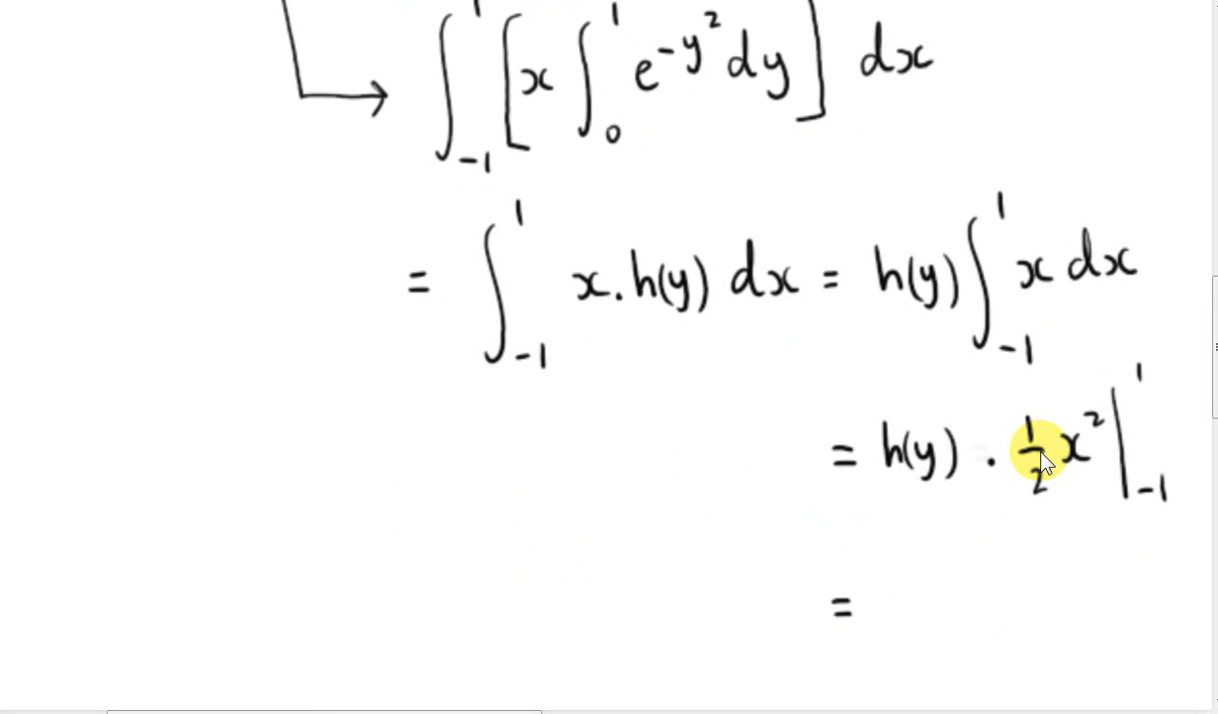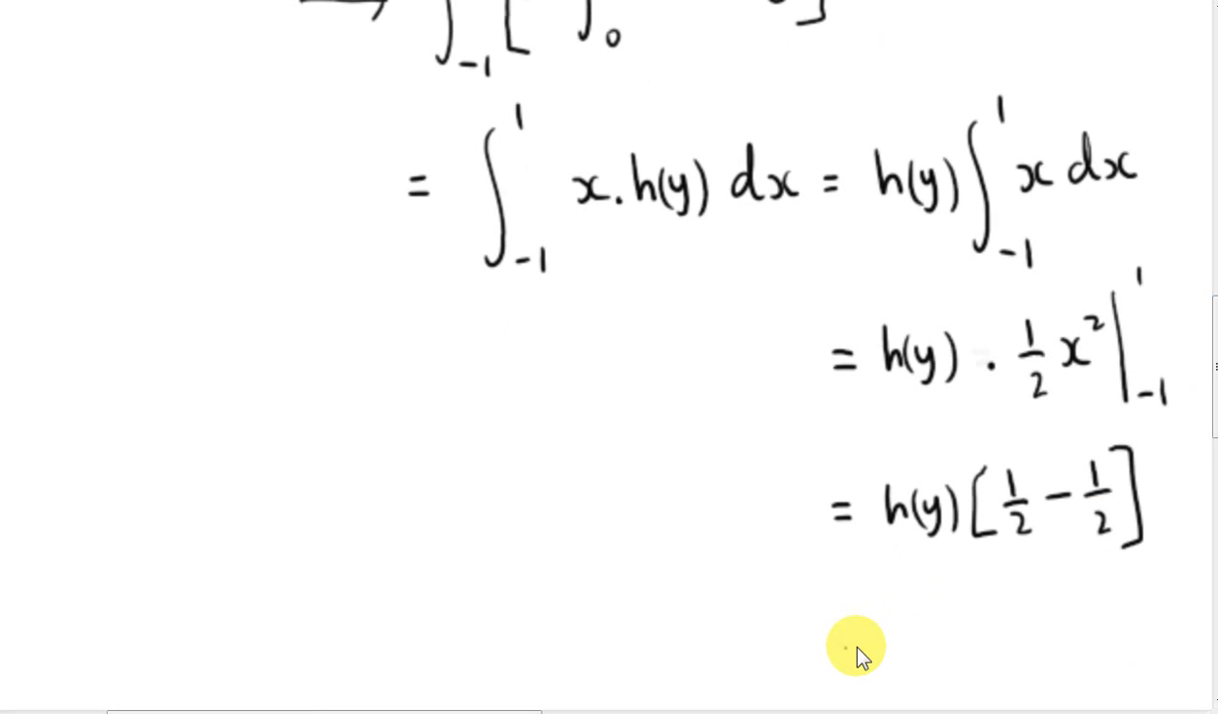If we plug in our limits, we get a half times 1 squared, which is a half. Then we have a minus sign. We plug in the lower limit, minus 1. We get a half times minus 1 squared. That's a half. So you see we end up with h of y times 0, which is 0. So we actually have solved the problem without knowing what h of y is. It's just convenient that the integral of x dx from minus 1 to 1 worked out to be 0. And h of y times 0 is 0.